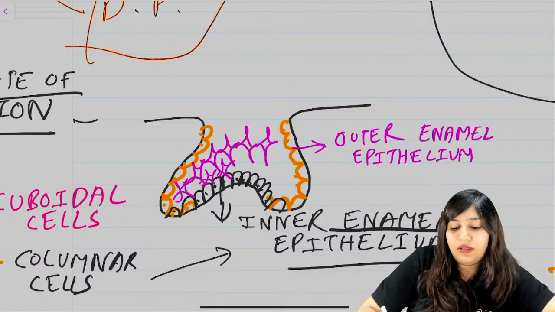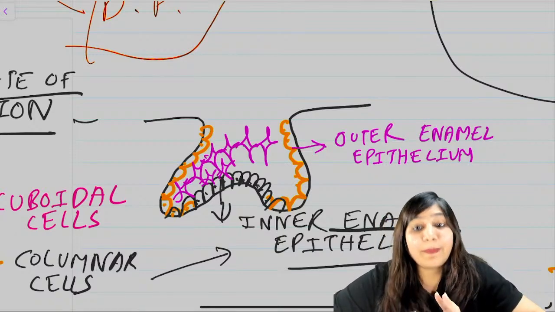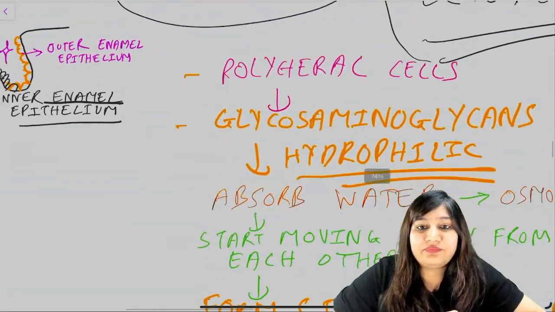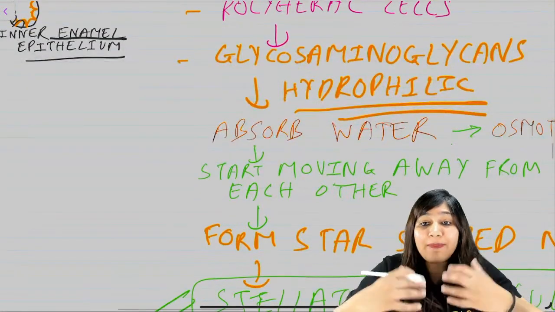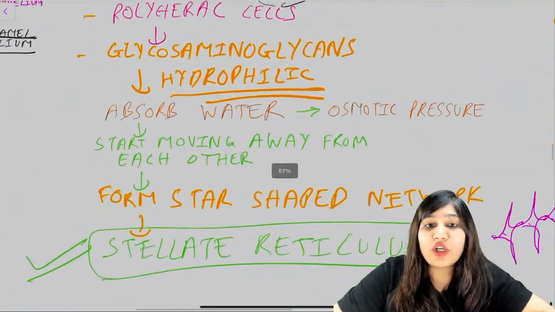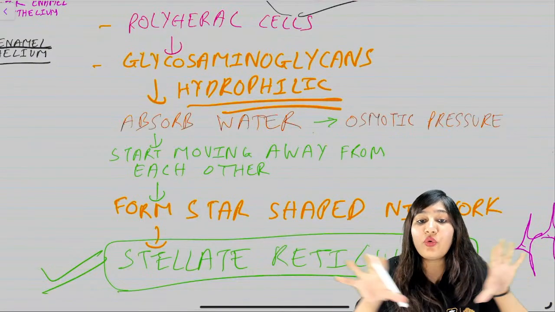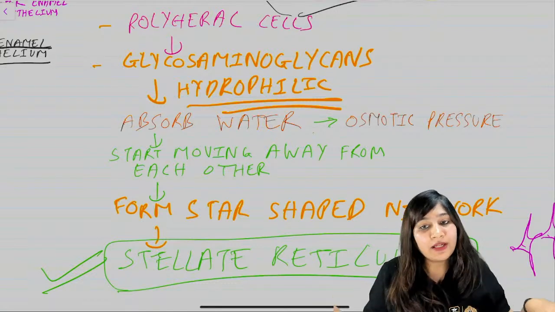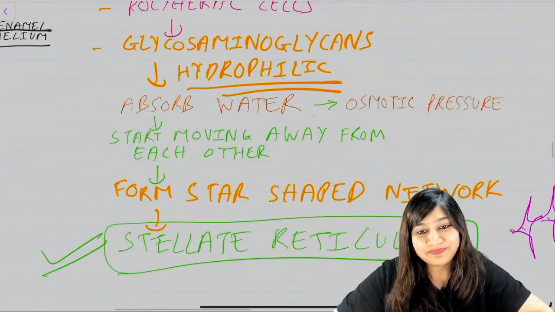Right? So why are the polyhedral cells becoming star-shaped? Because they contain glycosaminoglycans. These are mainly hydrophilic. They will absorb water because of osmotic pressure, as a result of which the cells will start moving away from each other. But to maintain contact, they form a star-shaped network, which is known as stellate reticulum.